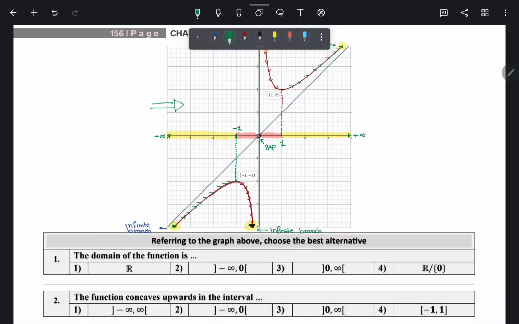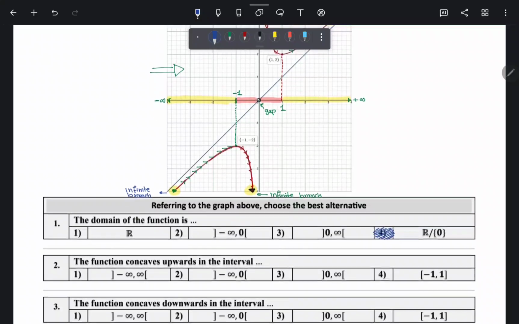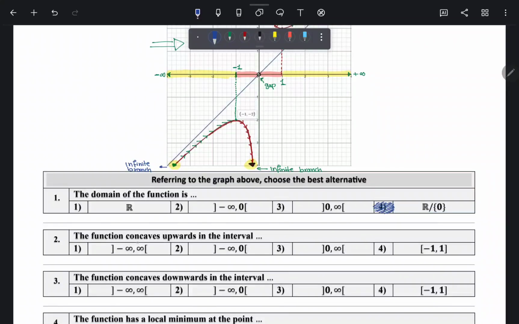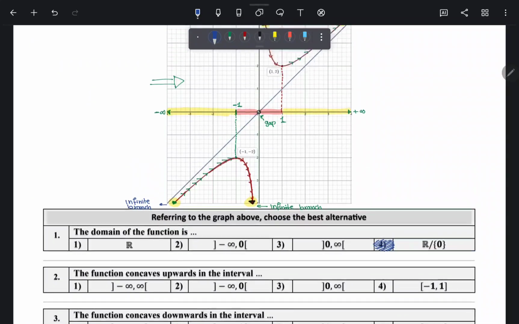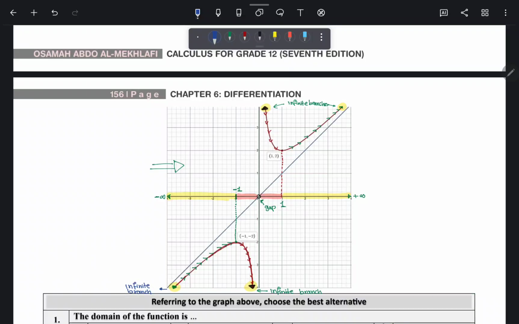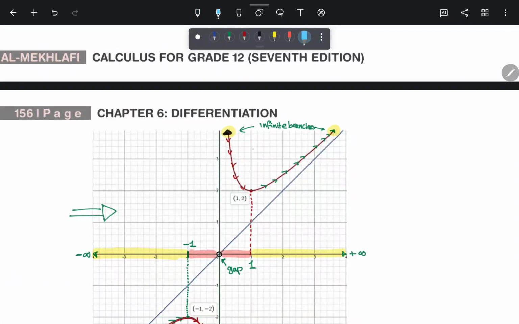Domain. We said the domain is everything on the x-axis except the gaps. So it is R except 0. Exactly, R except 0, so everything except the gaps. Now they want where the function concaves upwards. Concaves upwards and is smiley. Happy. The function is happy in all of this interval.